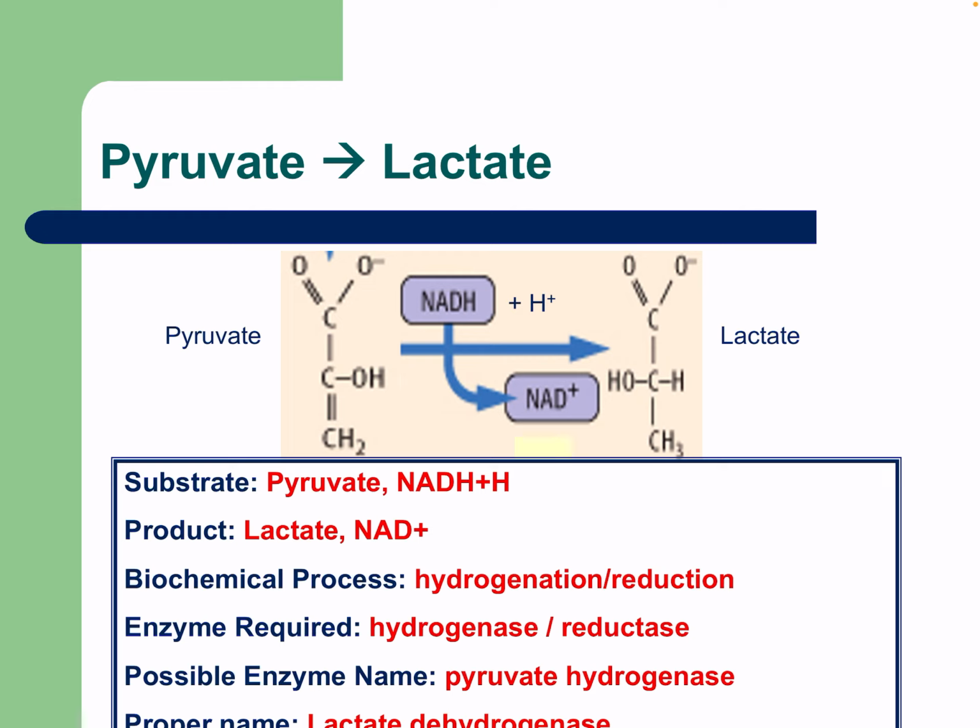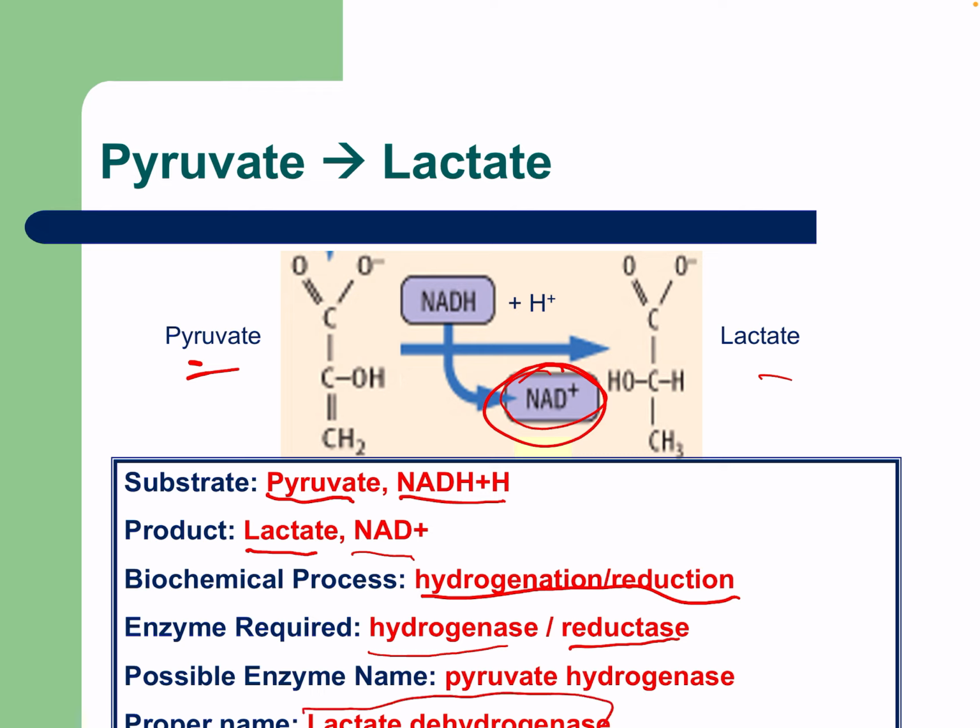So pyruvate to lactate. In this reaction, this is where we get that NAD plus back. Our substrates are pyruvate and our NADH from glycolysis. Our products are lactate and NAD plus. This is a hydrogenation or reduction: a hydrogenation from pyruvate to lactate, and also an oxidation of NADH to NAD plus. We require hydrogenase and reductase enzymes, and the name is lactate dehydrogenase, so LDH. You see a lot of these, and pyruvate dehydrogenase, referenced in the literature quite a bit, as many different pathways that people study will involve these crucial steps.